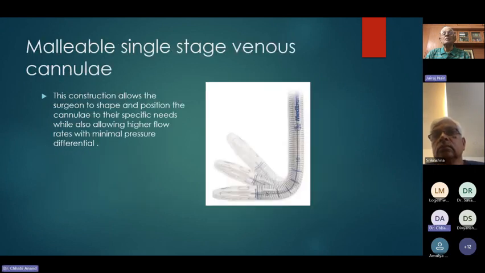Malleable single stage venous cannula. This construction allows the surgeon to shape and position the cannula to their specific needs while also allowing higher flow rates and minimal pressure differential.